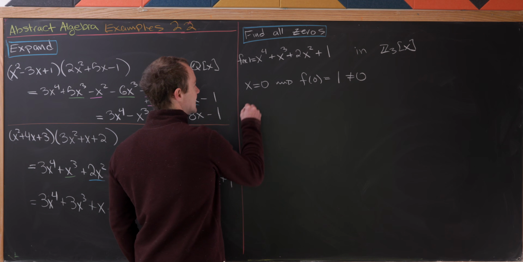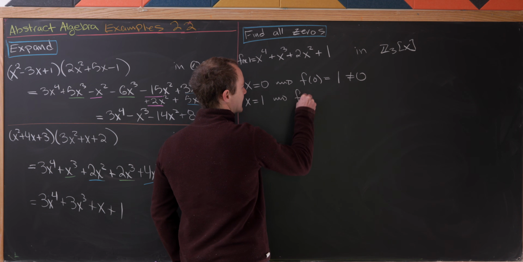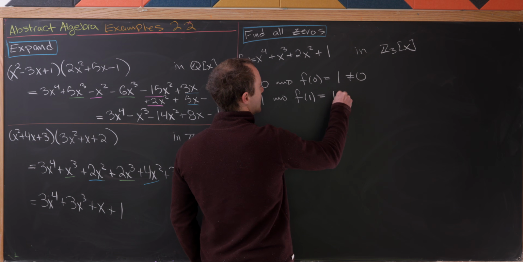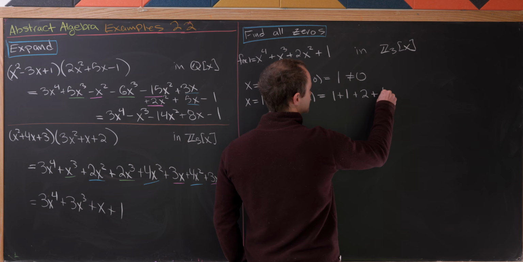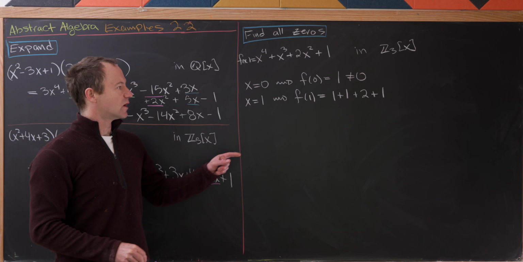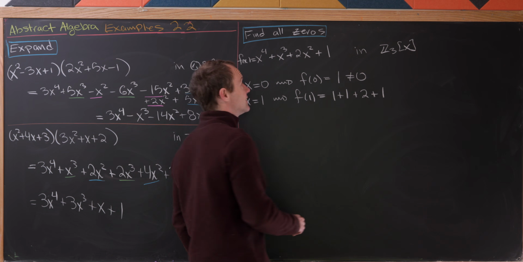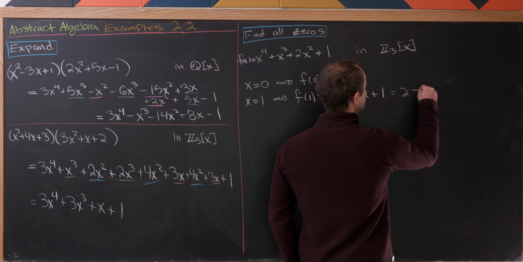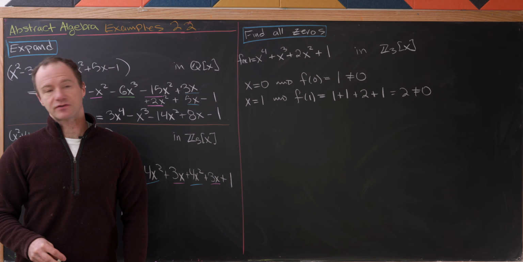Now let's look at the next one. Let's look at x equals 1, but then we need to calculate f of 1, but that'll be 1 plus 1, and then plus 2 plus 1. So let's see, 1 plus 1 plus 2 is 4, plus 1 is 5, but 5 is 2. That's not equal to 0 inside of Z3.